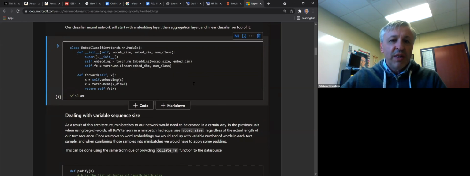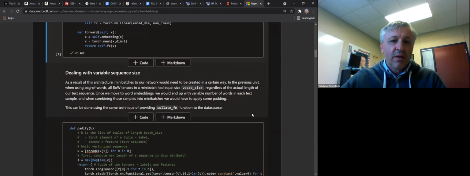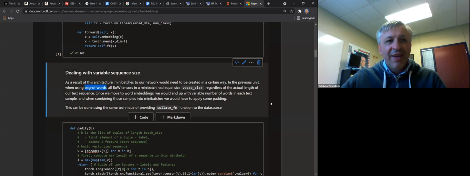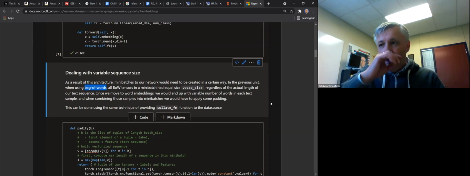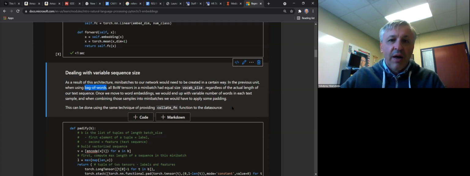Of course, one of the problems with this approach is that the different sentences or texts that we want to classify are going to have different sizes. All the mini batches that our data loader returns will have to be created in a certain way, so that they all have the same number of embeddings in them. When we built bag of words, we didn't have to deal with this problem, because the bag of words was built against the same dictionary, and so every vector for every text or document would have the length of the dictionary, regardless of how short or long the text is.